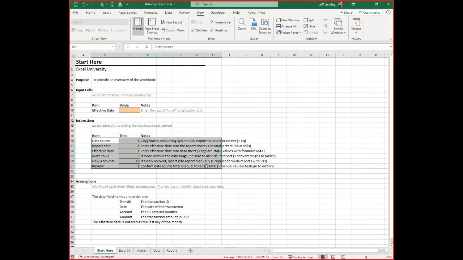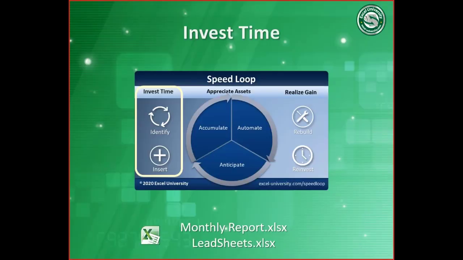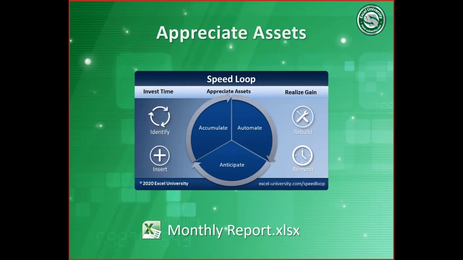Now, once we've identified the recurring workbooks, once we've prepared them for the loop by inserting the lead sheets, it's time to go to the next stage. So let's go to here and let's take a look at this next stage. This one is called Appreciate Assets. And the idea here is simply this. We want to increase their value over time.